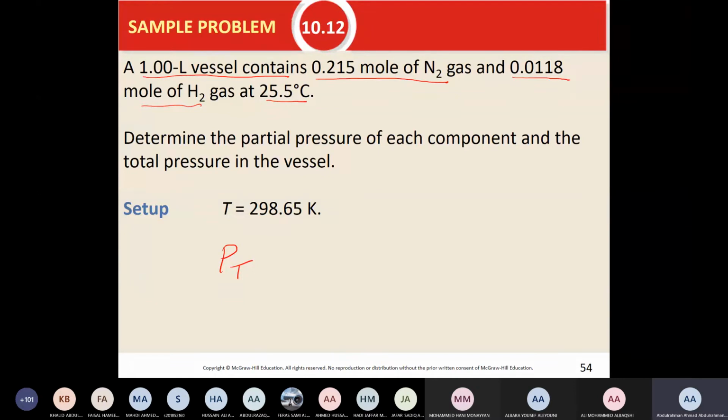We have the volume, which is 1 liter. We have the temperature, which is 25 degrees C. Of course, you have to change it to Kelvin. Good.